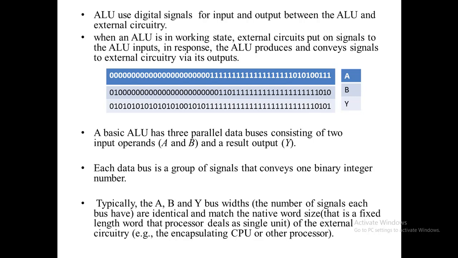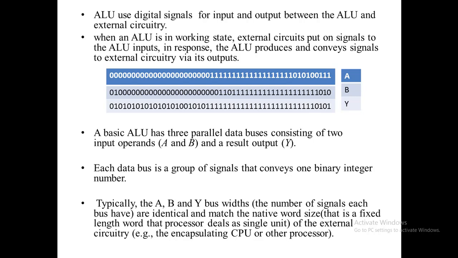And the last one is usually A, B and Y bus. As we have discussed, we have 3 parallel buses. So all these 3 buses have the same width, have the same size, that matches the word that is given by the external circuit. The output produced by the ALU is the same as the word given by the external circuitry.